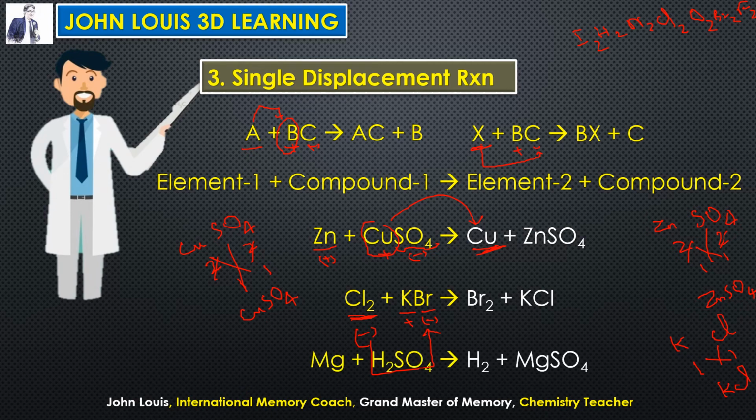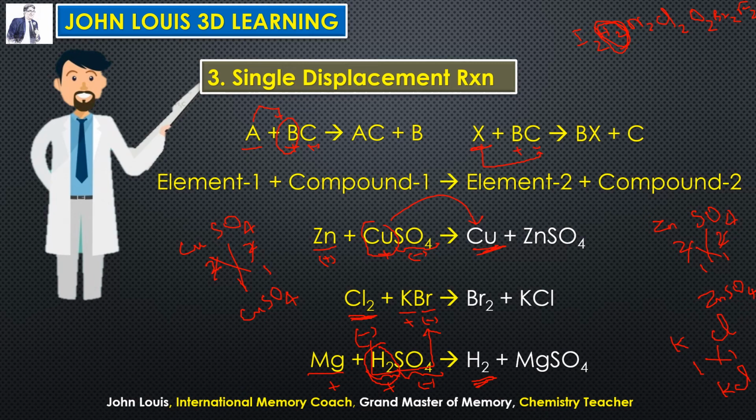So what is the last one? Magnesium plus sulfuric acid. Here, magnesium is a positive element. In sulfuric acid, hydrogen is positive, then sulfate is negative. Since magnesium is positive, that will displace hydrogen. So therefore H2 we need to write. See, hydrogen is also one of those 7 diatomic elements, so it is written as H2, and magnesium takes the place of hydrogen and forms magnesium sulfate.